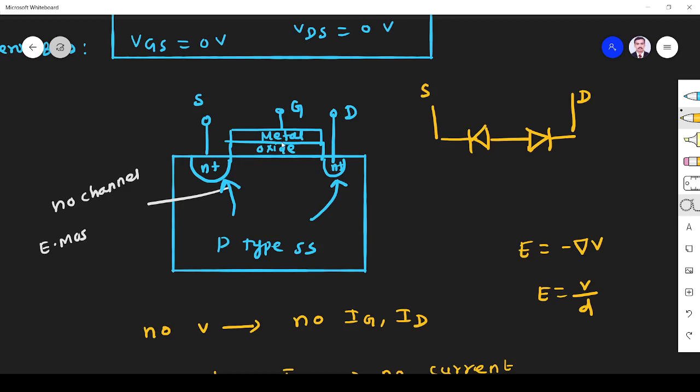If we apply enough VGS, that is, if we apply sufficient gate voltage, an inversion layer is created. It will be like this. This is the inversion layer. Let us see how this will happen.